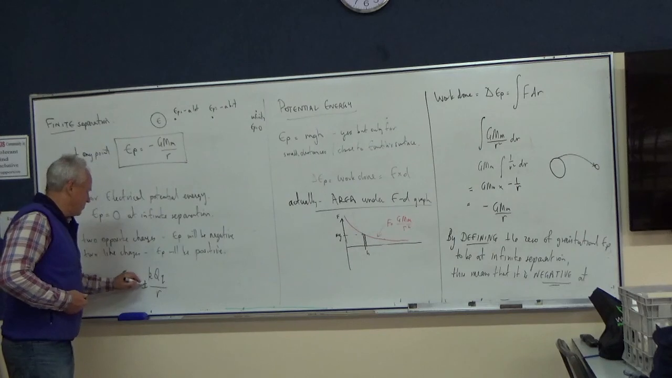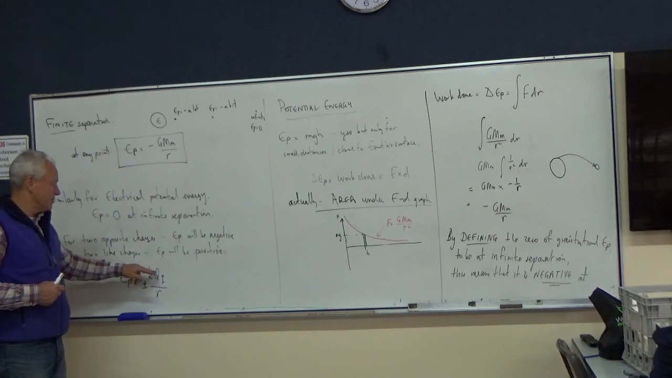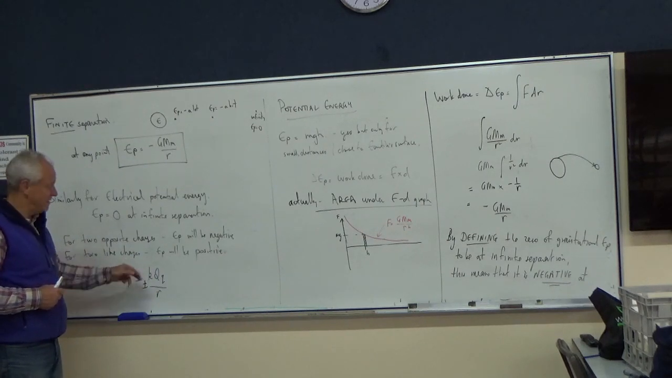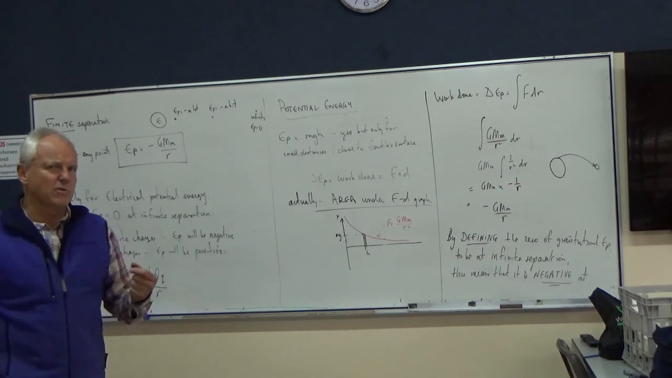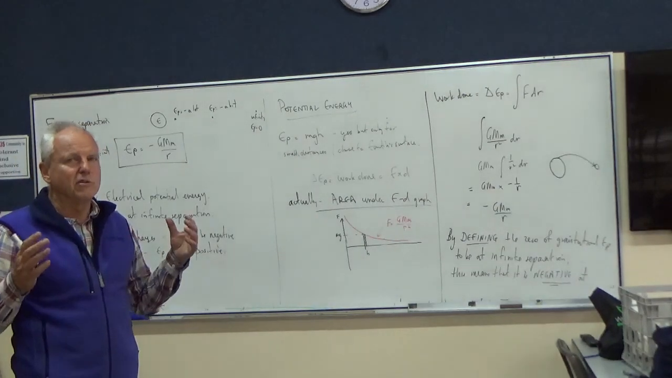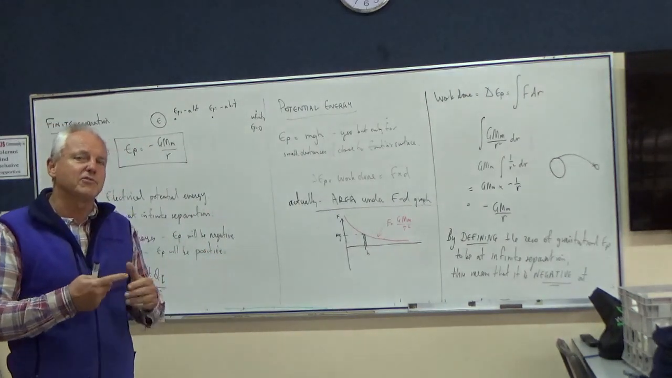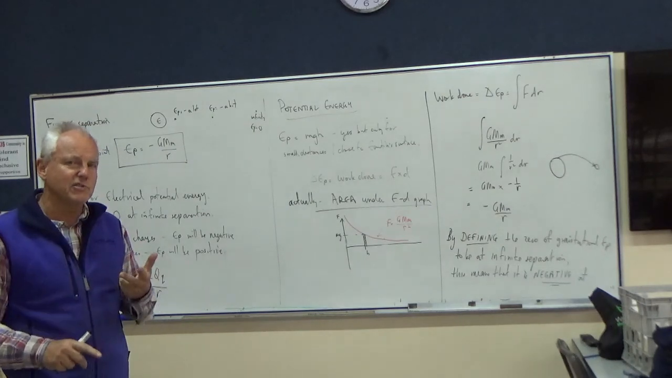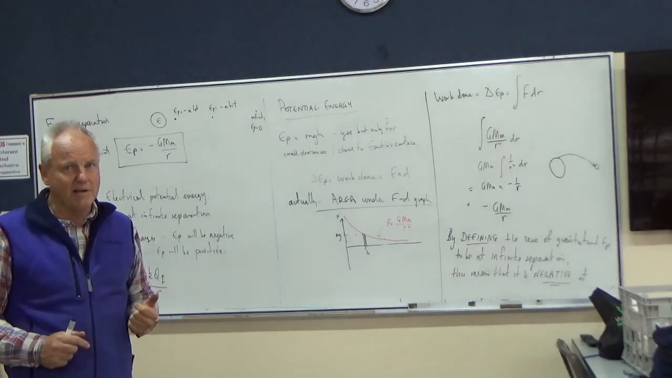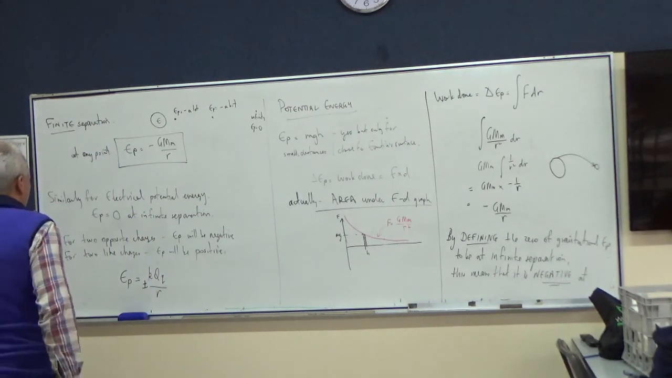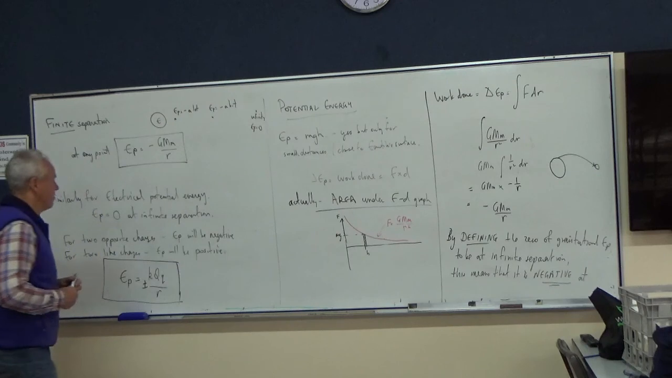I think we normally write it as plus or minus KQQ on R. Basically, if one's positive and one's negative, you'll get a negative answer. If they're both positive or both negative, you'll get a positive answer. But it's more important conceptually that the definition is always the same. For two masses, for two opposite charges, for two same charges, the potential energy is 0 at infinite separation. So EP equals plus or minus KQQ on R.